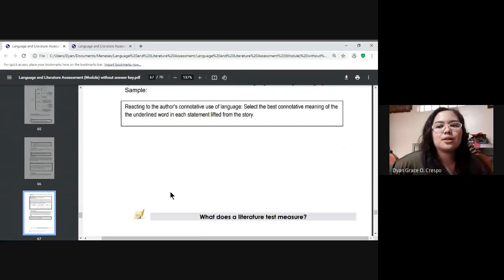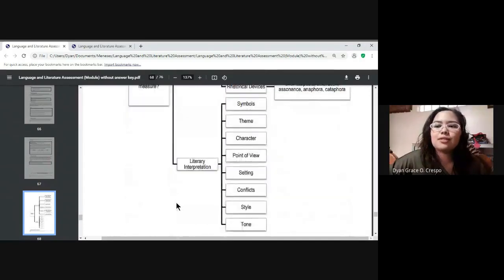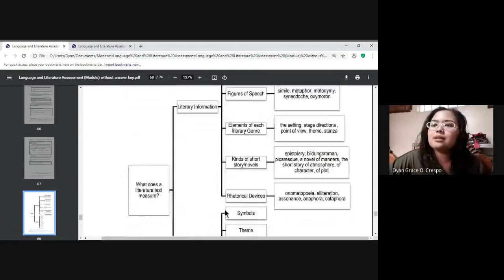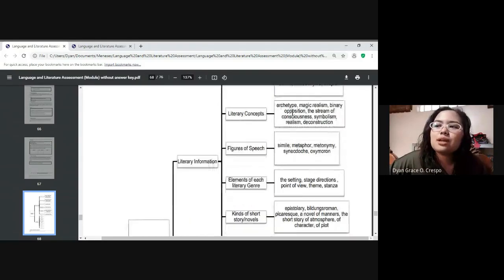And what does literature test measure? So we have this one. Okay. So one, literary terms: epic, sonnet, tragedy, comedy. Ayan yung mga different literary terms. Literary concepts: archetype, magical realism, binary opposition, ayan, figures.